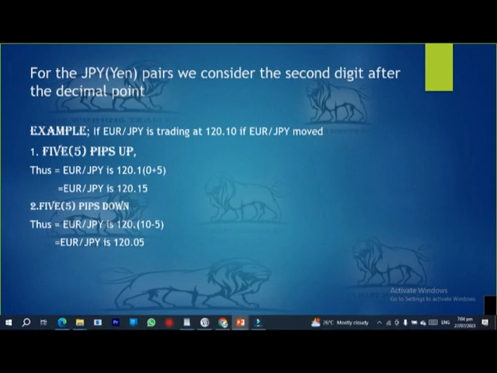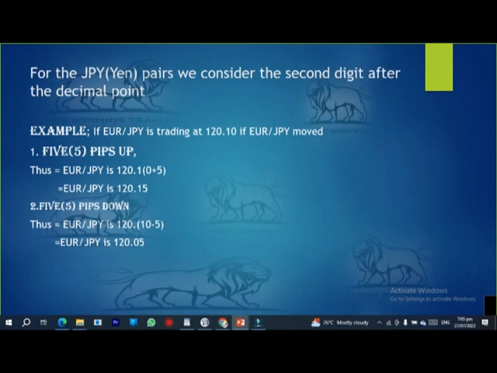So, for example, we have Euro JPY at 120.10. So, to the 5 pips up, that will be 120.1 and then you add the 5 to that last 0. That is the second decimal place. So you add the 5 to that last 0, and the final answer will be 120.15. That is it. For the JPY pairs, we consider the second decimal place.